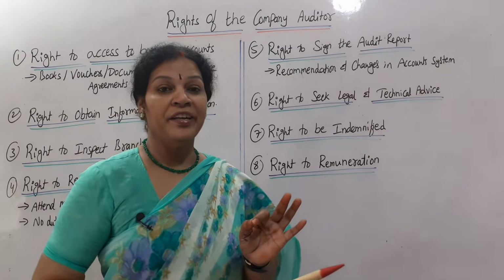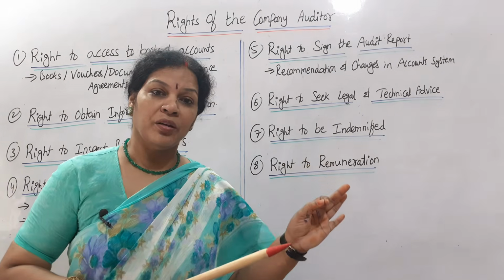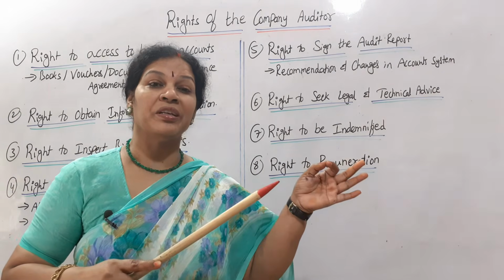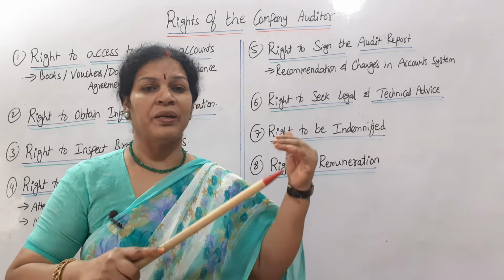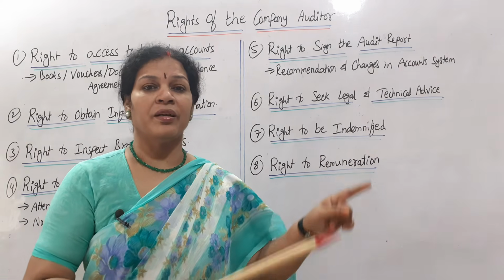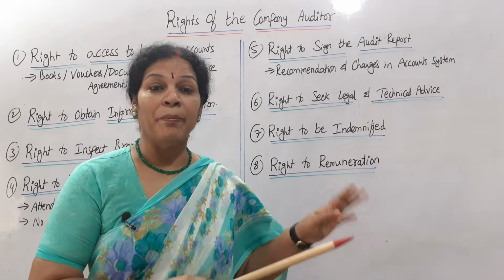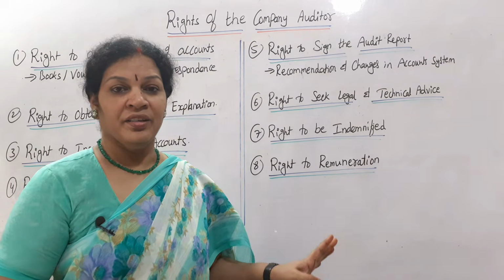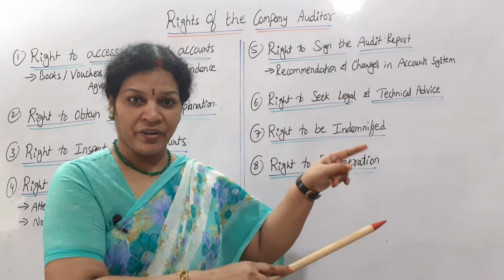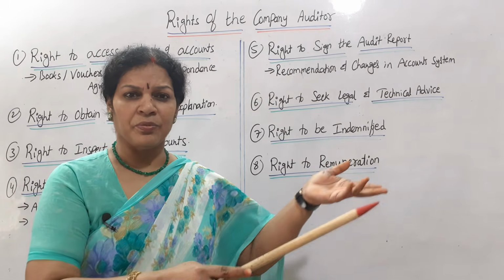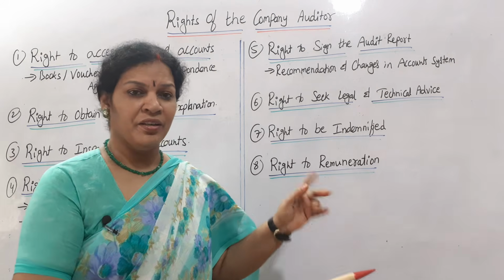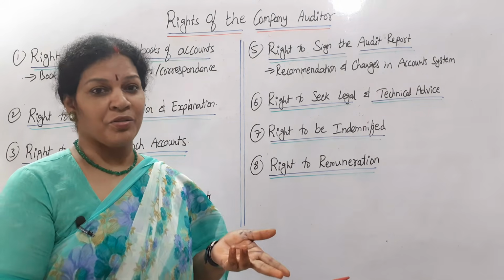Right to be indemnified due to the loss, due to the negligence, due to the irresponsibility of the auditor. If the company is under loss, that loss is to be covered by the auditor. He has a right to be indemnified because of his negligence, because of his actions, right? So this is also his right. He has to bear the loss also.